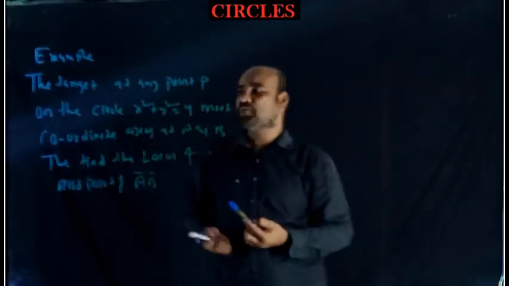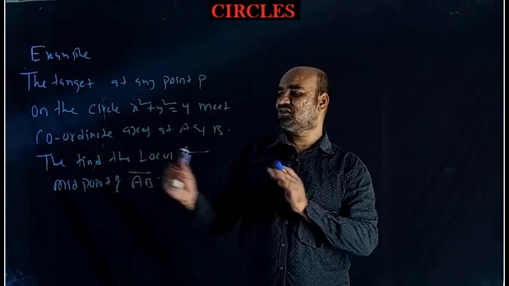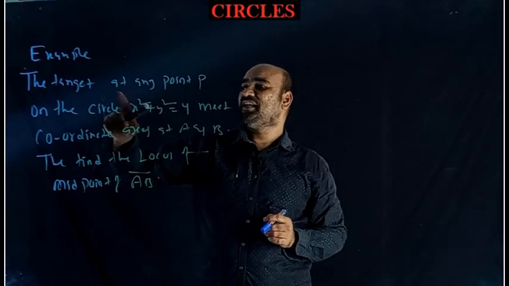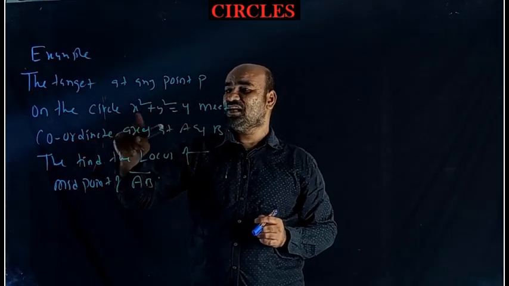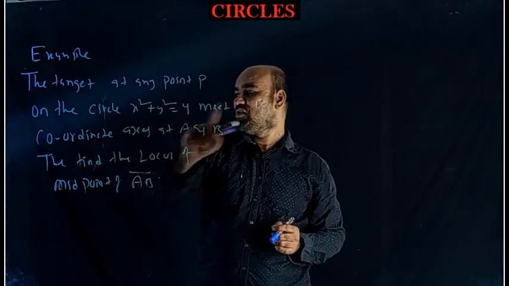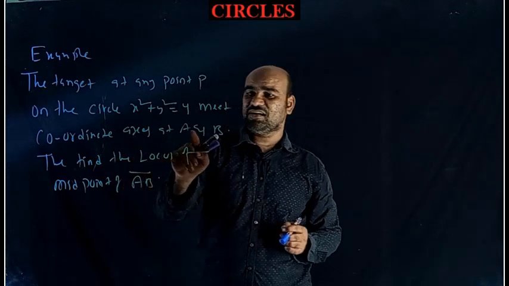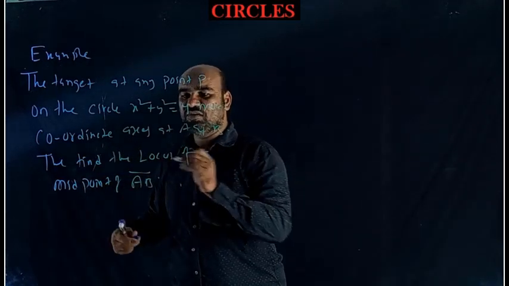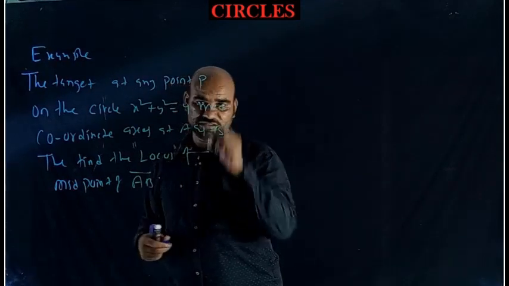Student, next problem, an interesting problem, just a general problem. This problem does not belong to the concept of normal. The tangent at any point P on the circle x square plus y square equal to 4 meets the coordinate axes at A and B, then find the locus of the midpoint of AB. Locus problems are important for us.